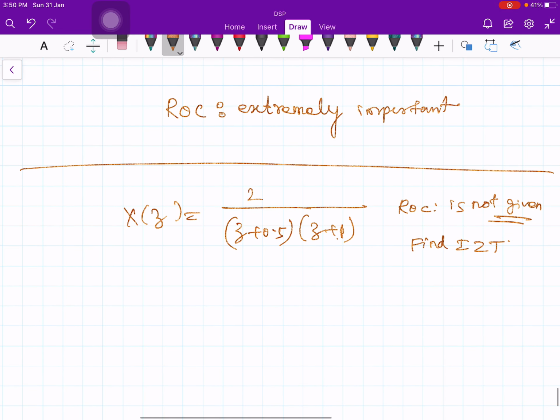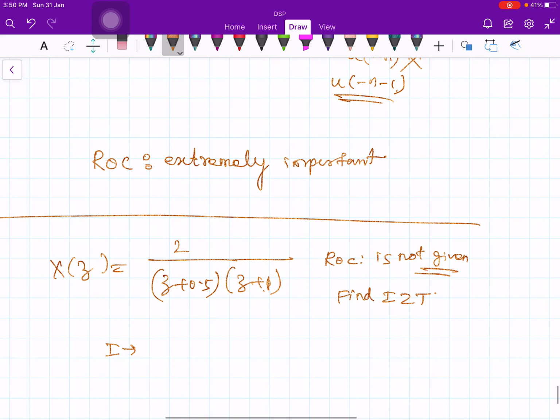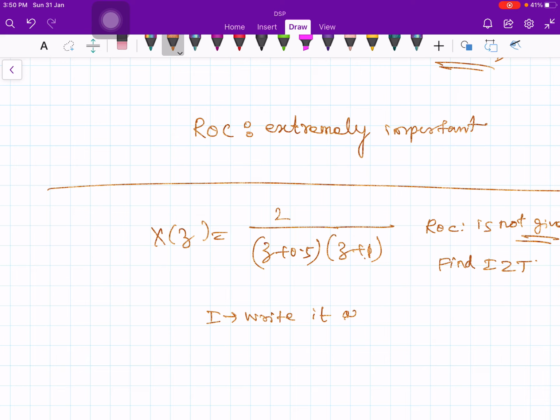Okay, suppose the ROC is not specified. How will you find out? Obviously, if the ROC is not given, then you will be having multiple answers. There will be multiple answers. First thing I do is write it as a rational function, first step is write it as a rational function in not z but z inverse.